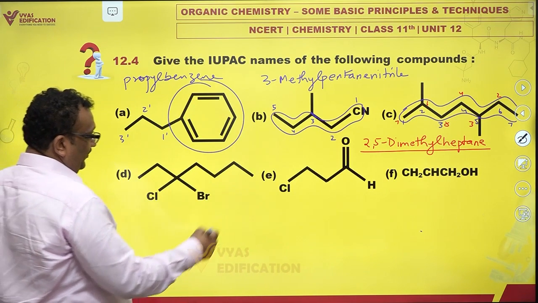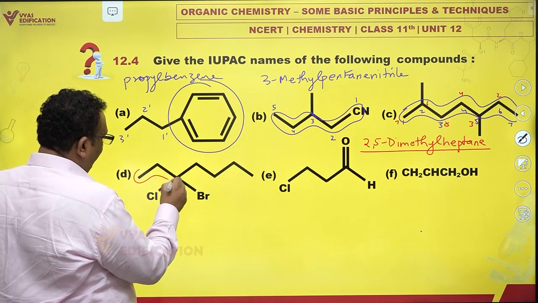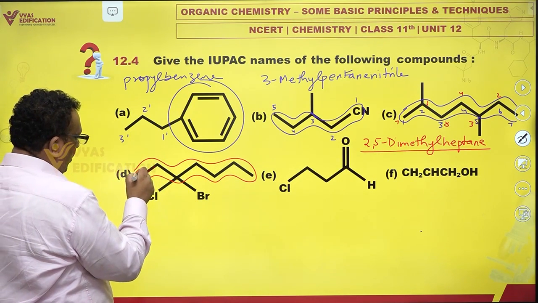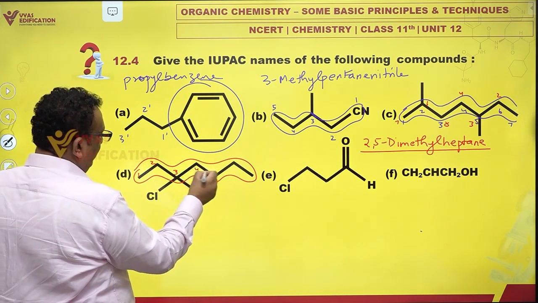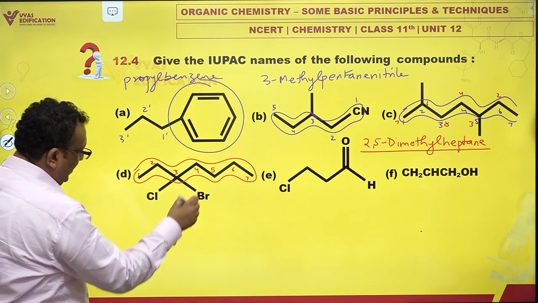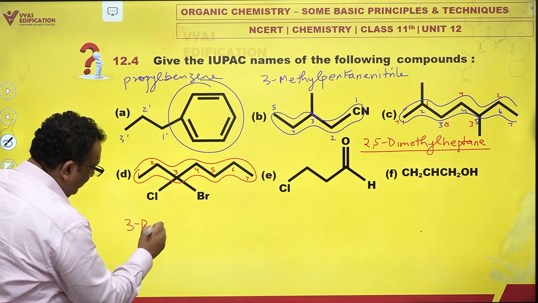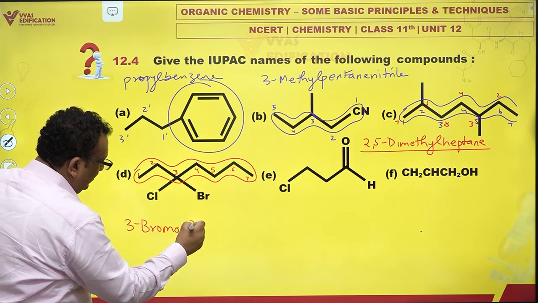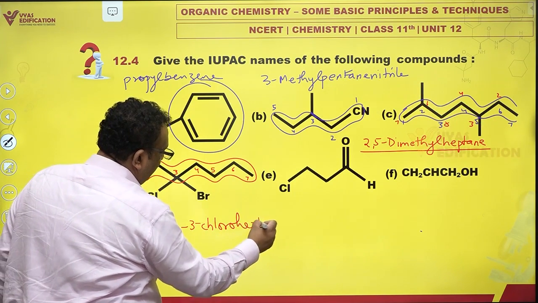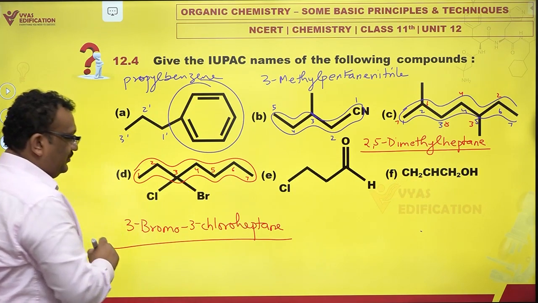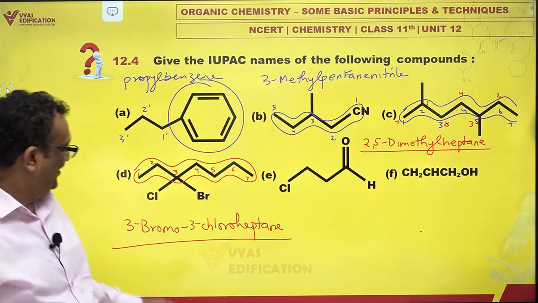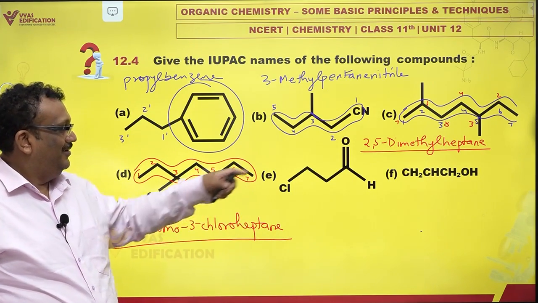Watch the next one. First of all, get the main chain. Main chain is this 1, 2, 3, 4, 5, 6, 7. So this is 3 bromo, 3 chloro heptane. 3 bromo, 3 chloro heptane. Right? This is where we are. What about E?